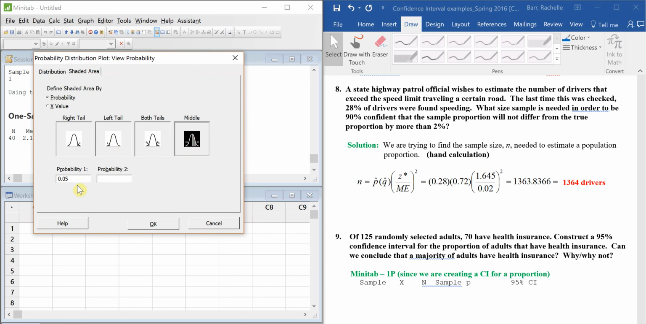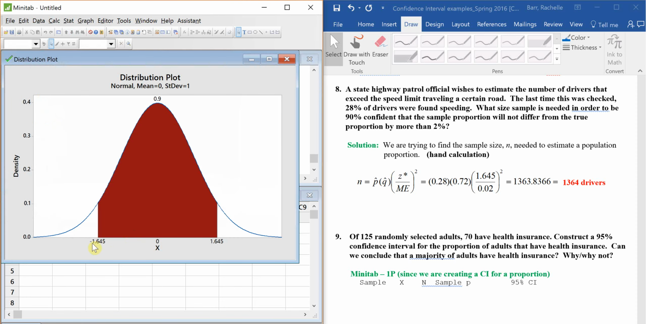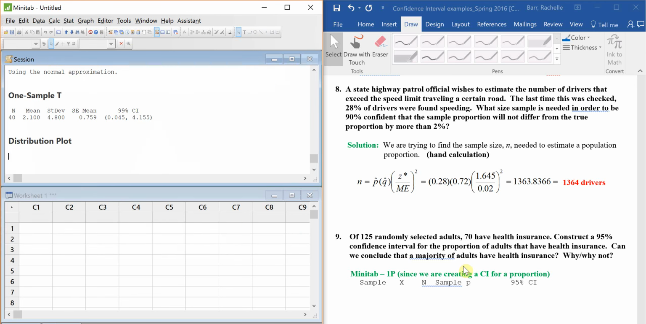You can actually do this by using the middle probability. Since I'm looking at a 90%, I'd have 5% on each side. Because it's 90%, the leftover in the two tails would be 10%. So leftover in one tail would be 5%, and in the other would be 5%. That's where these two are coming from. If you hit OK, there's another way you can get that value if you don't know how to look it up. So that's one of the ways you can find critical values.